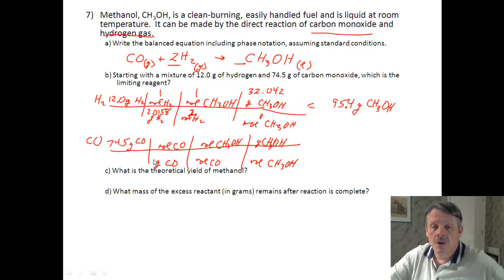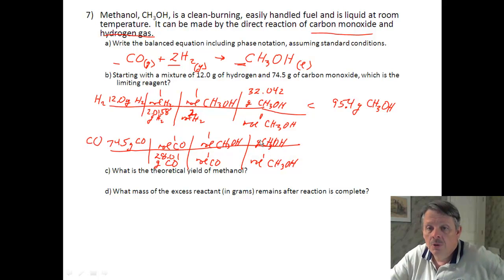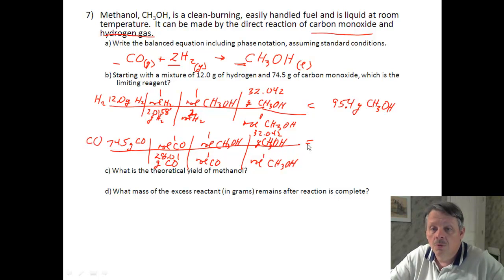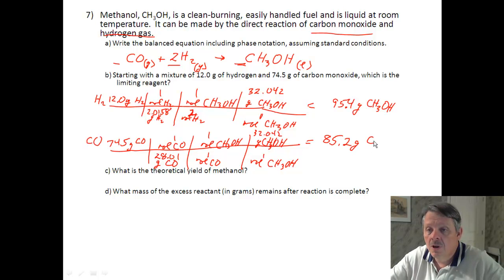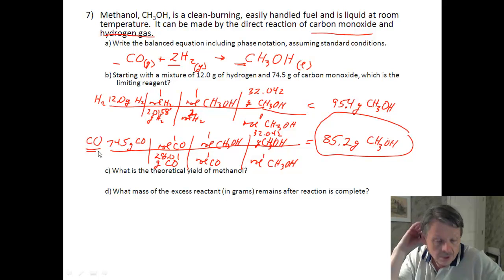All right, so I have to figure out how much carbon monoxide weighs. And carbon monoxide weighs 28.01 grams per mole. And my moles of carbon monoxide to moles of methanol is 1-to-1. They cancel each other out. And we already know, if we look at the problem right above us, that we have 32.042 grams per mole of methanol. If I do the math here, I come up with 85.2 grams of methanol. So that tells me that this is my lower number down here, so I must have run out of carbon monoxide before I ran out of hydrogen. That's what that tells me.